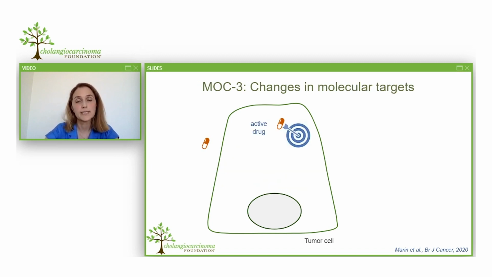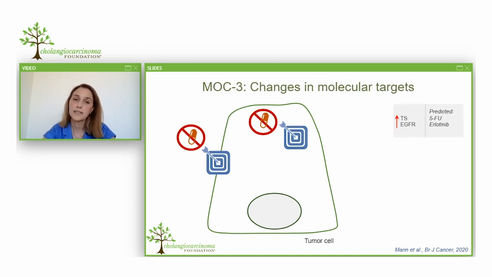MOG3 refers to changes in molecular targets. These targets can be inside the tumor cells or can be in the plasma membrane. But in any case, changes in the expression or in the functionality of these molecular targets can reduce the effect of drugs. For instance, increased levels of thymidylate synthase explain a lower effect of 5-fluorouracil, and increased levels of epidermal growth factor receptor occur and are associated with lower response to erlotinib.